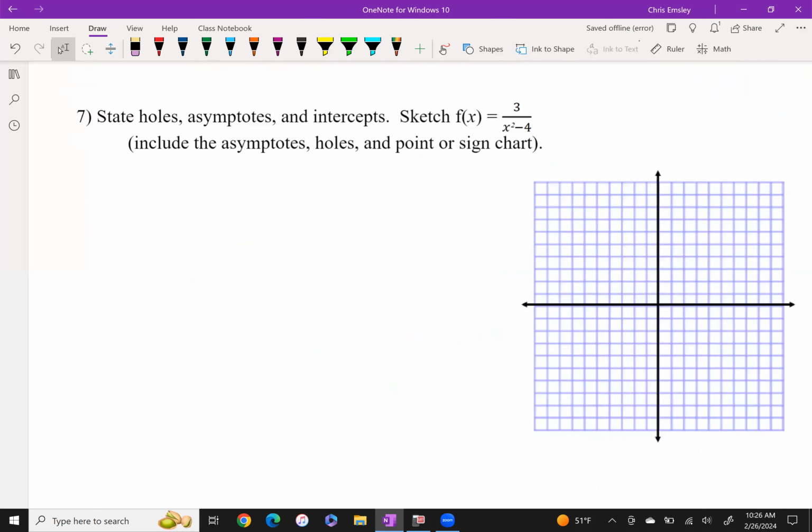Okay, number 7. This time we are going to go ahead and graph it. We're doing the whole thing. We're going to check for holes, asymptotes, intercepts, and then we are going to sketch the graph. And we'll take it from there.